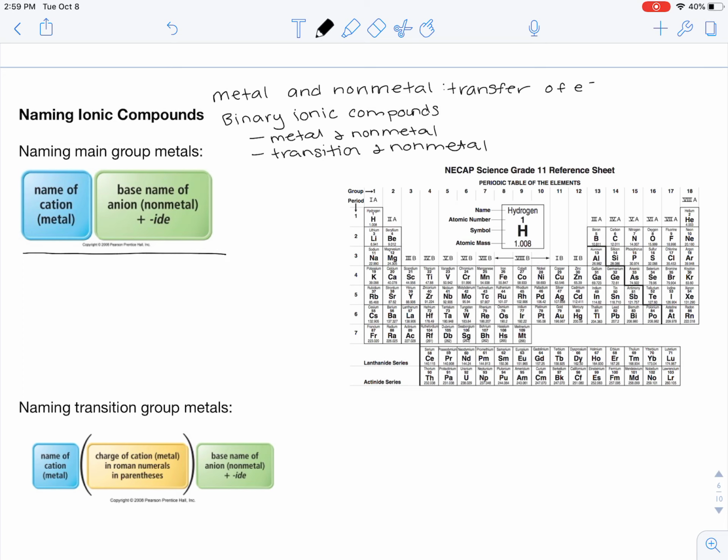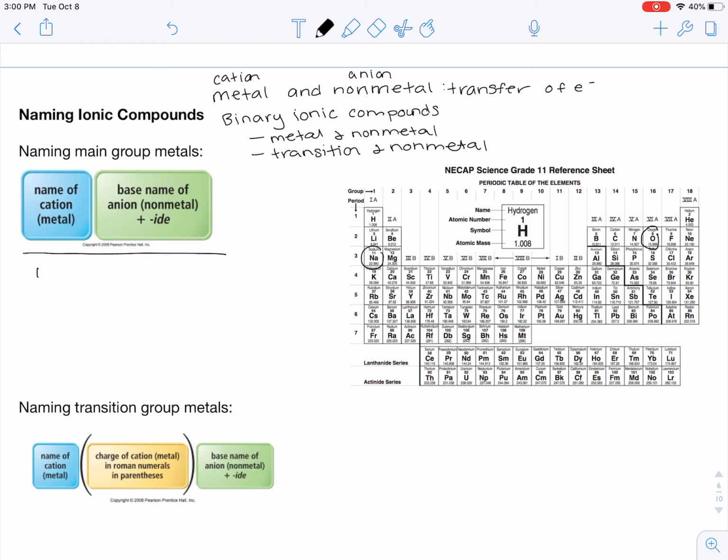Remember that your metals form cations because they lose electrons, which means they're losing negativity, become more positive. And your nonmetals are your anions. They gain electrons, gaining negativity, become more negative. So let's do an example here. Let's say we want to figure out sodium and oxygen.